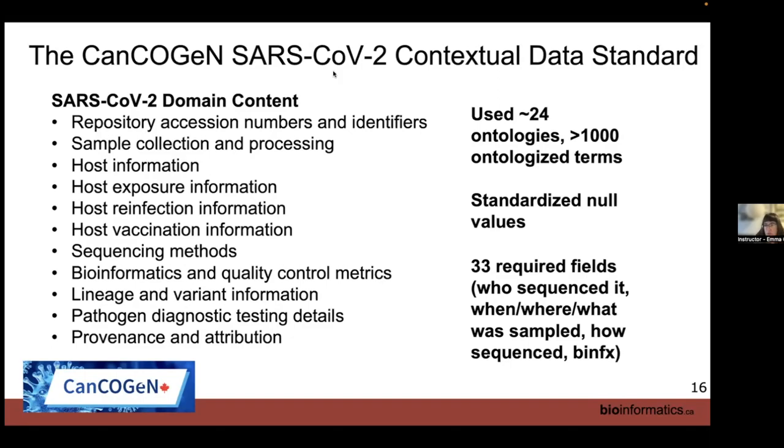So we were able to source all the standardized fields and terms from about 24 different ontologies. I've indicated there's over 1,000 standardized fields and terms in the specification. You do not have to fill in 1,000 things. There's actually only a very small number of fields that you are required to fill in. The others are there and you can fill them in optionally. The subset of required fields basically concentrated on capturing who sequenced the sample, when, where, and what got sampled, and how the sequencing and the bioinformatics were carried out.